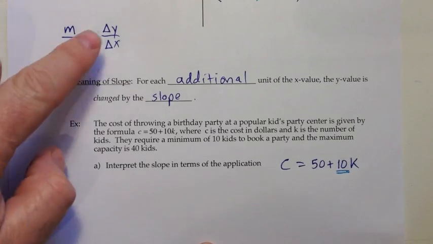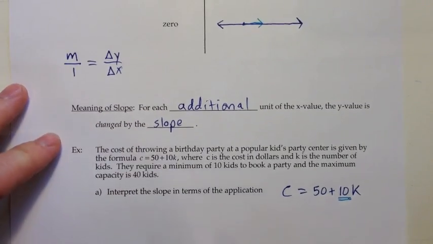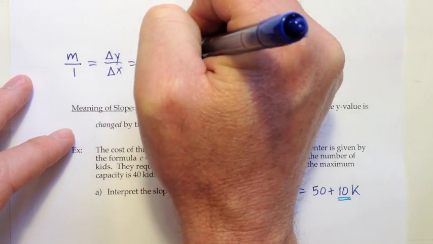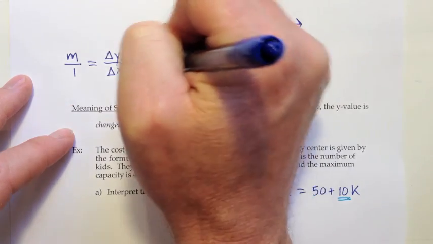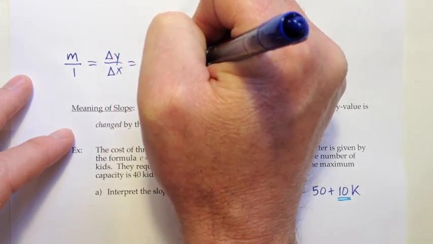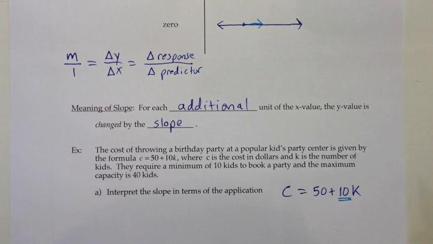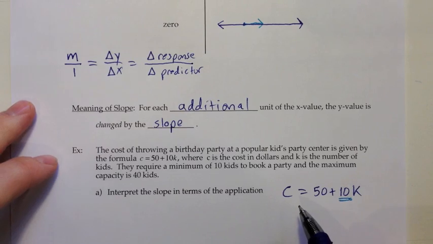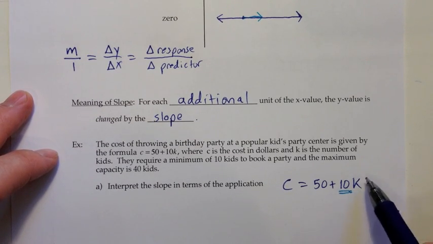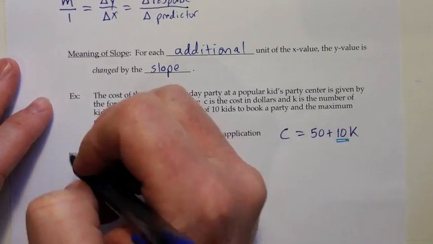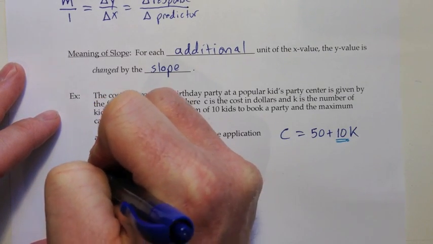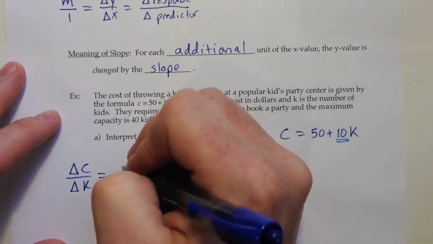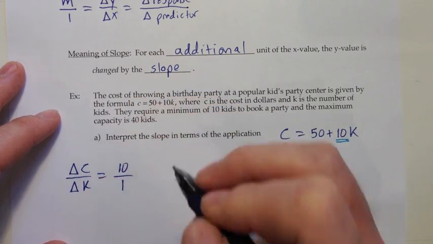like I showed up above, I would put change in y over change in x. But the more generic form of that is change in response over change in predictor. And so in this case down here, our predictor is the number of kids and the response is the cost of the party. So the response always goes on top and the input, or the predictor, goes on the denominator. So I'm going to set this up as change in C over change in K, and then I'm going to write down what the slope is. It's this number 10. I want to think of it as a fraction, so I'll put it over 1.